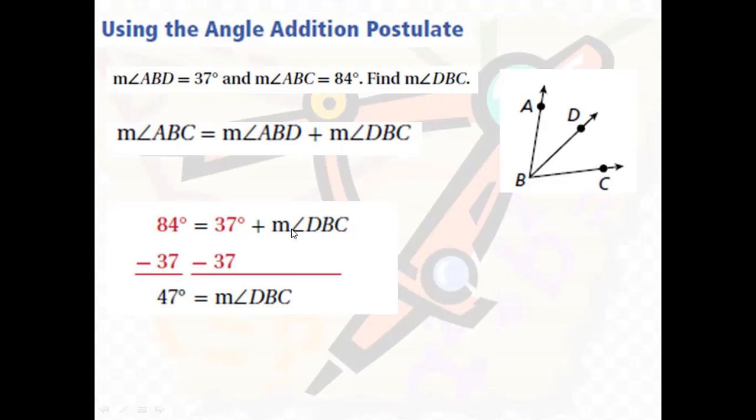Right? So plus angle DBC. To find this, you have to do the inverse. So that will become 84 minus 37. 84 minus 37 will give you 47, which is the measure of angle DBC, this smaller angle. So two small angles together give a bigger angle. But if the bigger angle is given, you need to subtract to find one of the smaller angles.